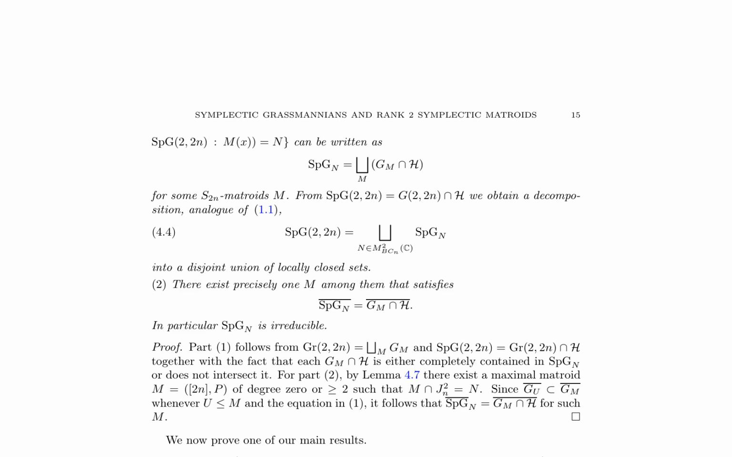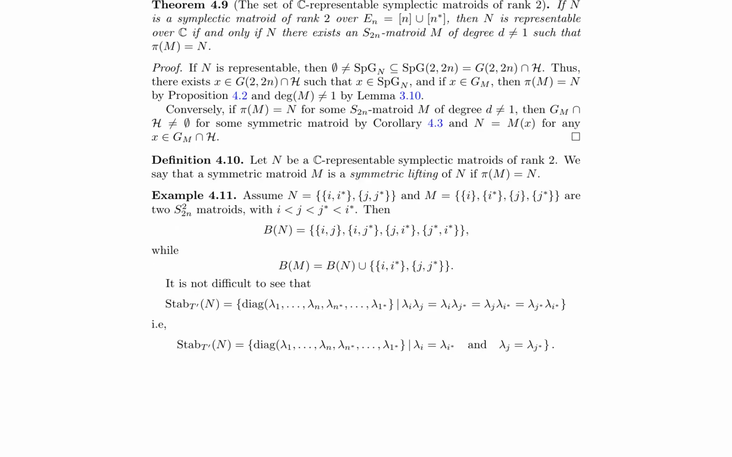The concept of an asymmetric lifting of a representable symplectic matroid of rank 2 is defined as a symmetric matroid M that satisfies pi(M) equals N. An example is provided to illustrate this concept, demonstrating how a given symplectic matroid N can have multiple asymmetric liftings M, resulting in different sets of bases B(M) and B(N). The stabilizer group stab(T, N) for a specific symplectic matroid N is also discussed, consisting of diagonal matrices with certain conditions on their entries, ensuring that lambda I equals lambda I and lambda J equals lambda J for all I, J.